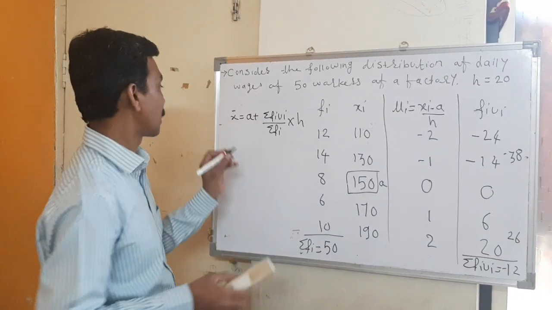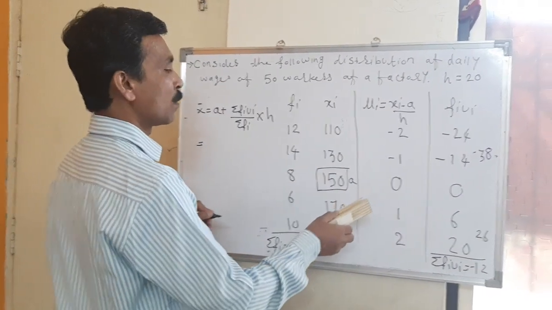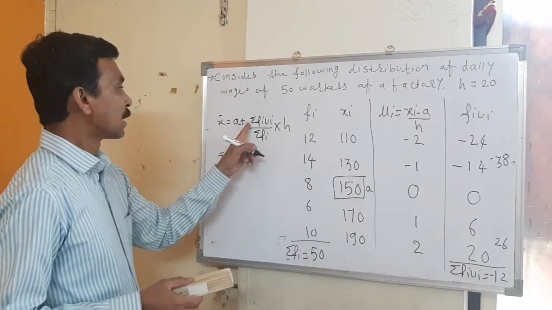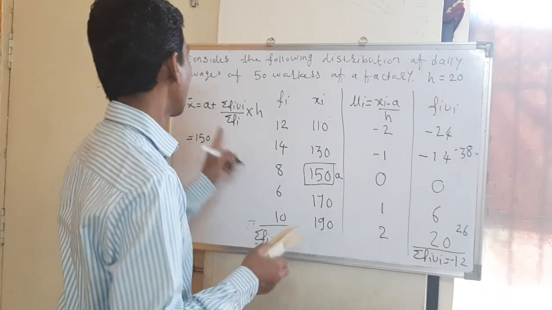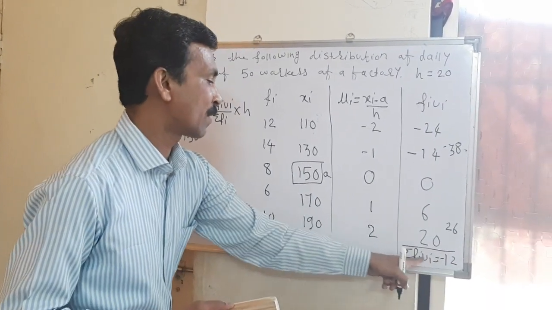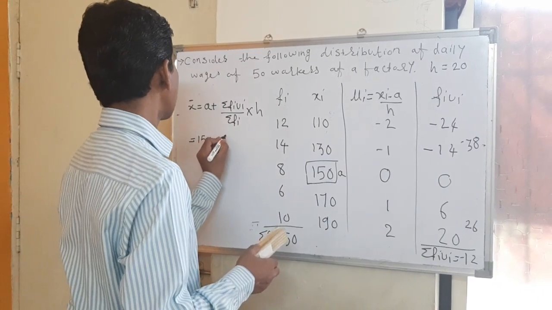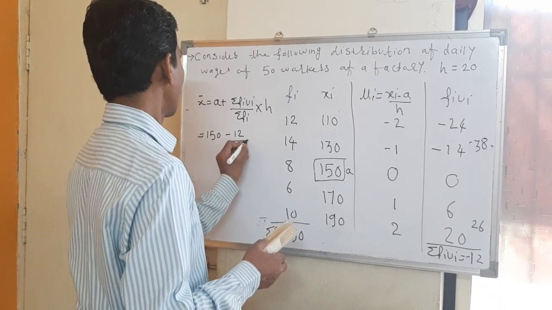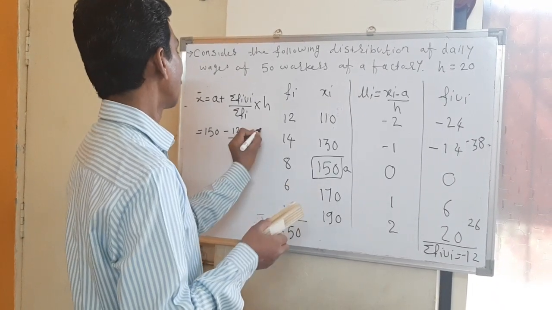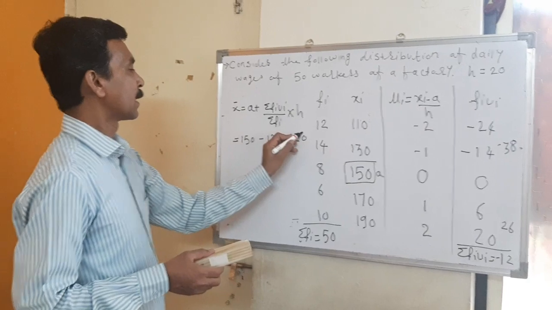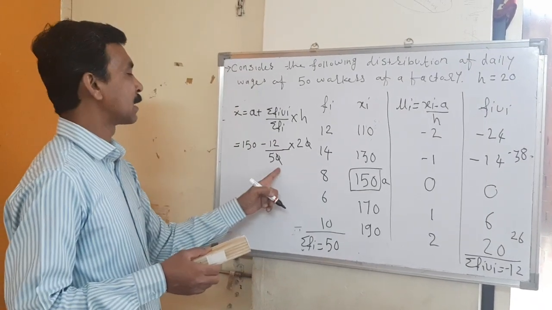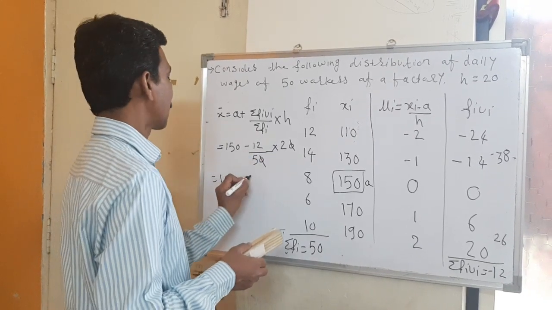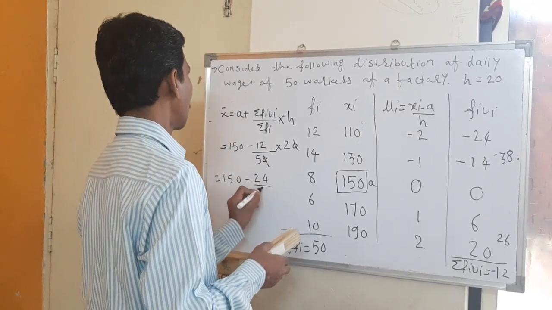Now I will place the values. X bar is equal to assumed mean, which was 150, plus summation of Fi Ui. But as summation of Fi Ui is minus, it will become minus 12 upon 50 into height, which is 20. This 0 gets cancelled with this 0, so it is 150 minus 12 twos are 24 upon 5.